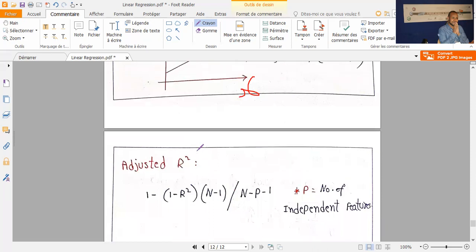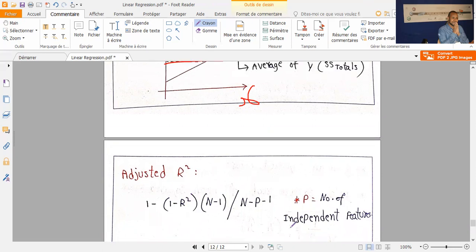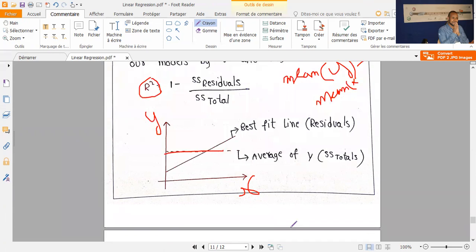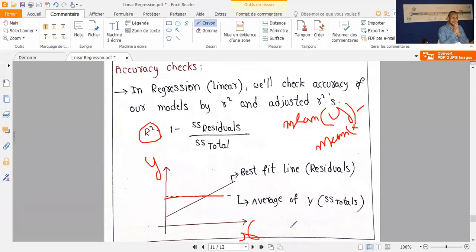And we have also adjusted R squared here. This is the formula. We calculate the R squared and we apply this formula to understand the relationship that exists between two variables. So I wish you understand this deep concept of linear regression, because it's the basic one before trying to jump into the more complex models, like random forest, like XGBoost, and deep learning also.